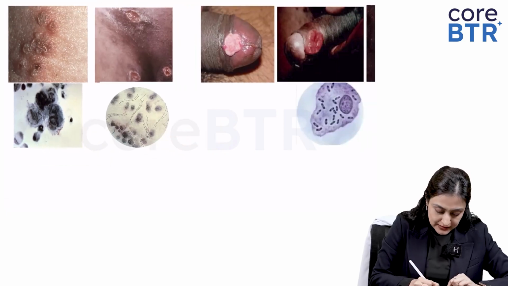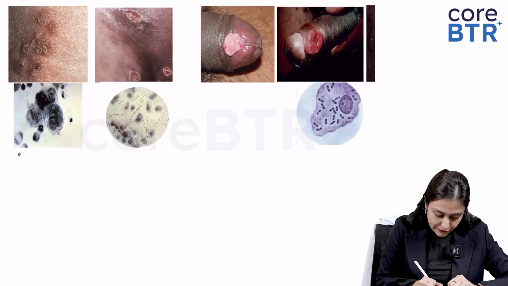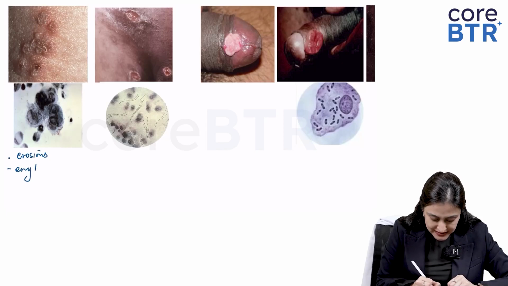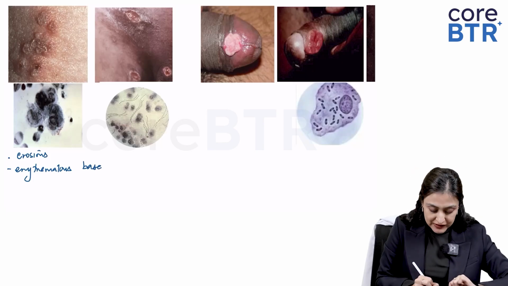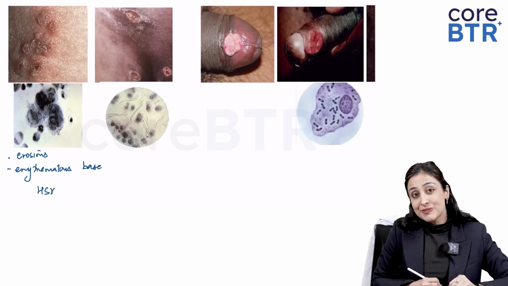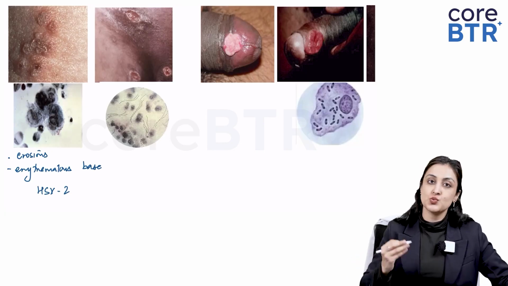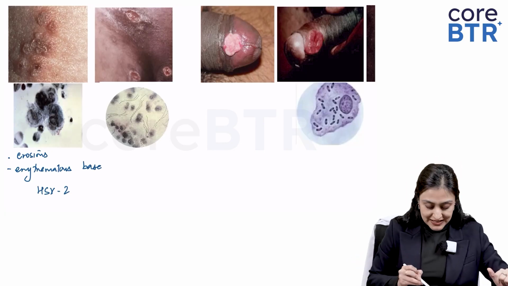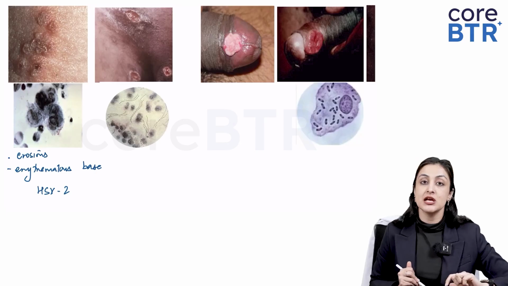If you see that there are erosions, the buzzwords they will use would be polycyclic, meaning multiple forms of erosions, and another buzzword would be erythematous base, so these would have a red base. So erosions, erythematous base: what will you think of? You will think of herpes. Which herpes? More commonly 2. Above the belt 1, below the belt 2. So HSV2 is the most common cause of these painful erosions with an erythematous base.